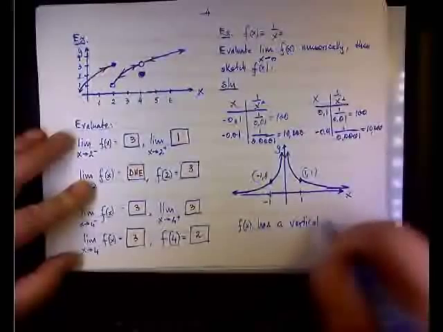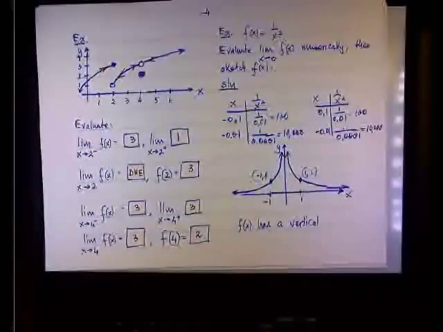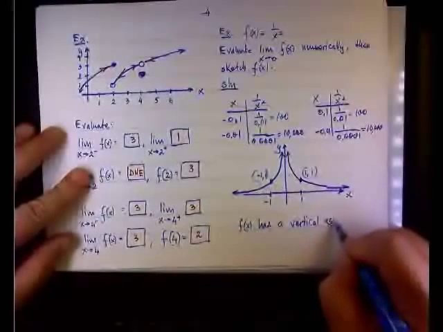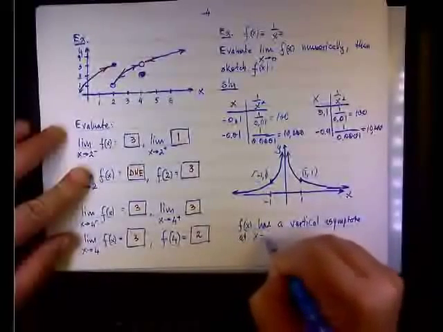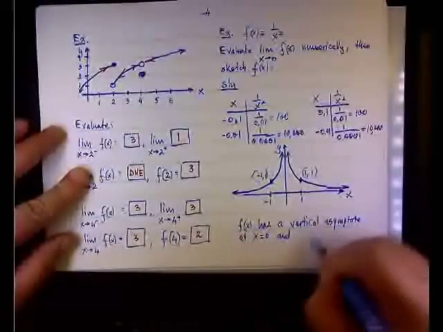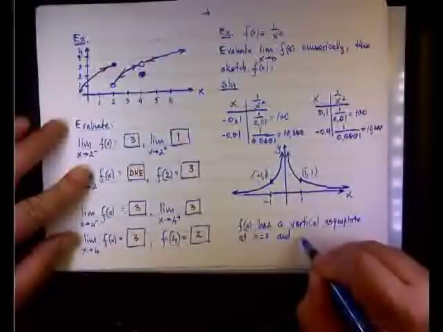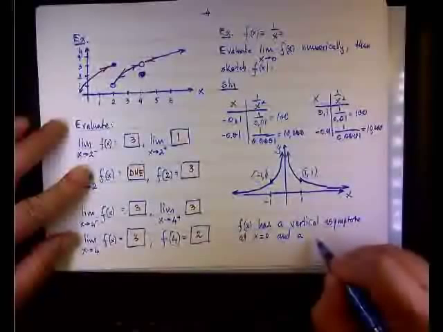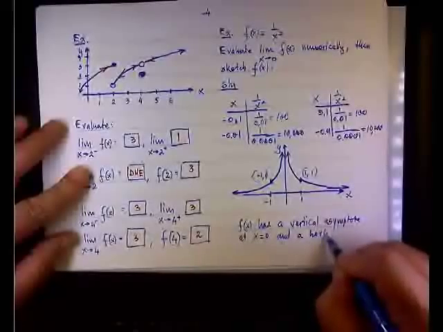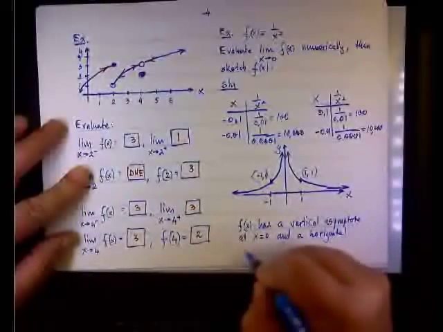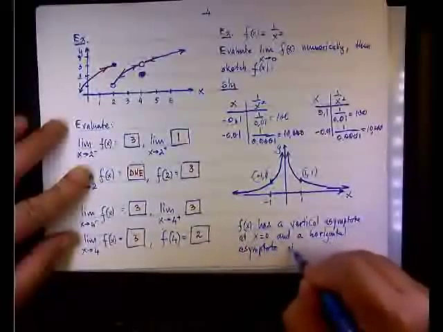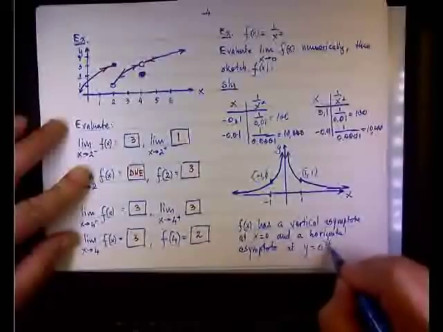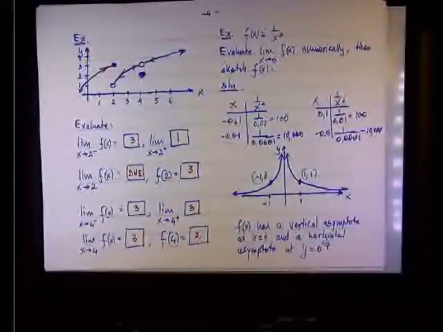My 5 minute warning. Okay, so I have 5 minutes to wrap things up. So, vertical asymptote at x equals 0 and a horizontal asymptote at y equals 0 plus. We are above the x-axis.